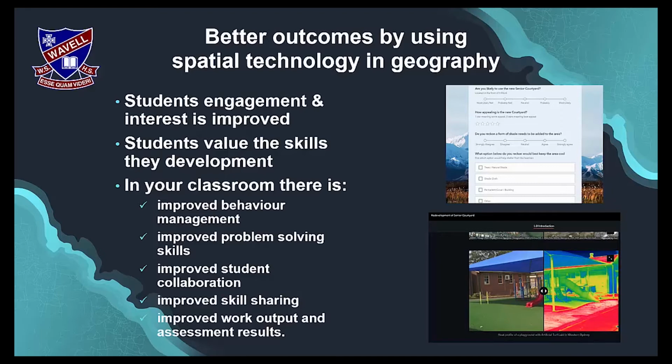So without further ado, Brett, I know that I'm super excited to hear about what you and your classes are doing at Wavell State High School with the use of geospatial technologies. So I'm passing control over to you.